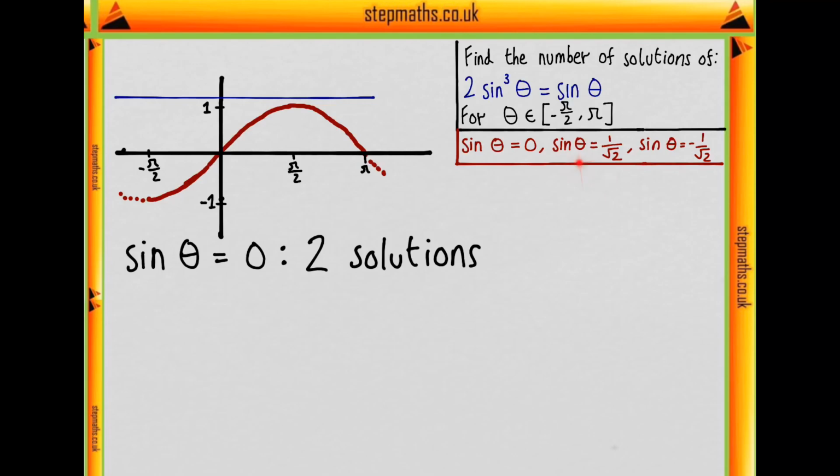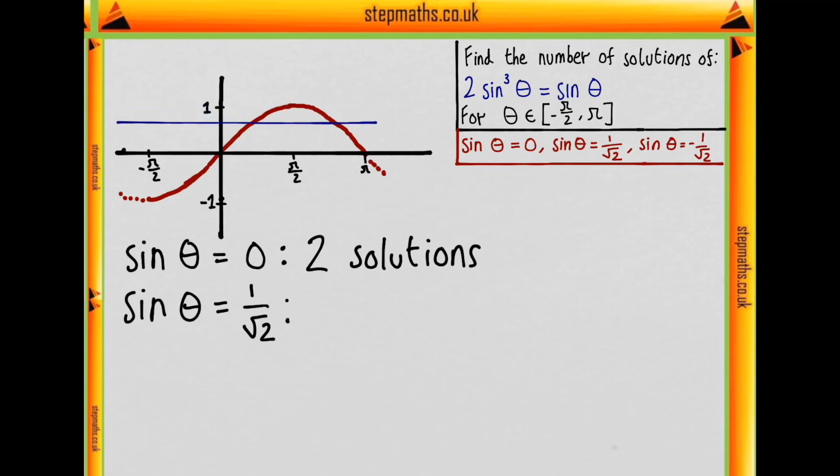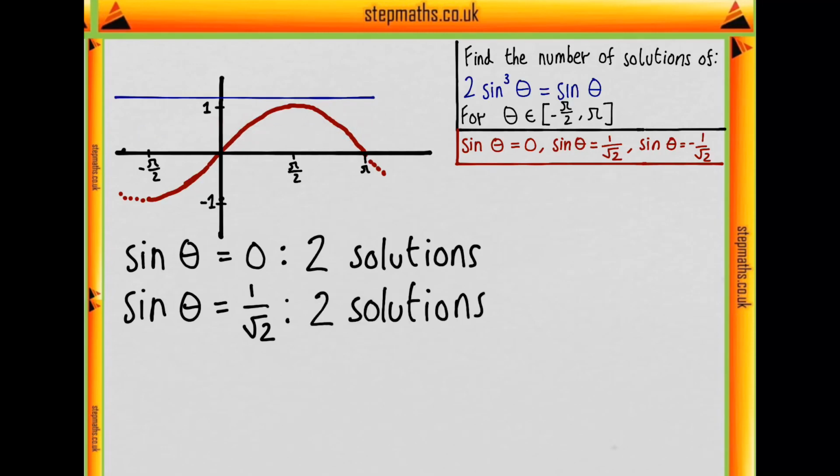Now, for the sine theta equals 1 over root 2 case, we do a similar thing. So take this line and move it down to 1 over root 2. And we see we have 2 solutions, here and here, 2 intersections. So let's put that on.